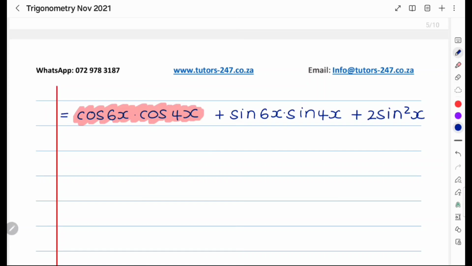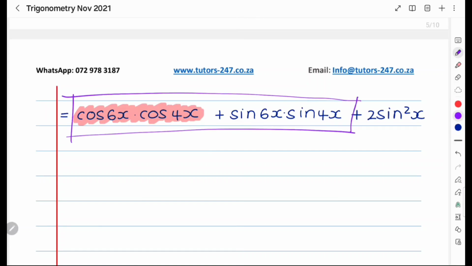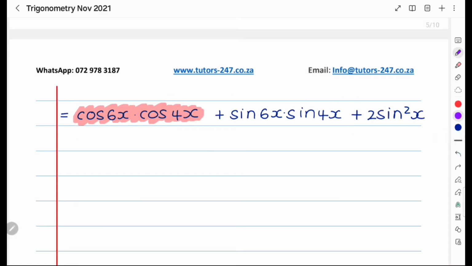From here, something important to take note of is our compound angle. We have cos of the first angle, cos of the second angle, sine of the first angle, sine of the second angle. Something to take note of or to help you identify it is the repetition of cos cos sine sine, or the repetition of the angle.